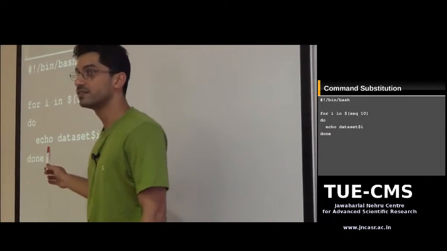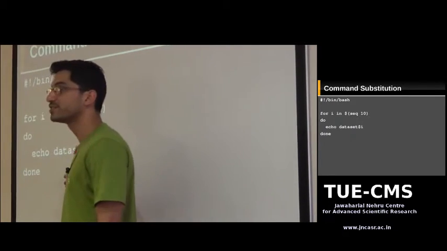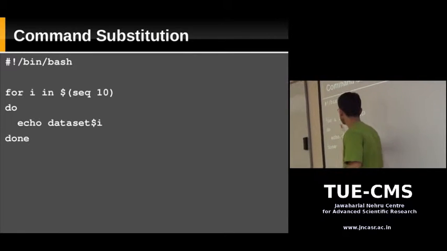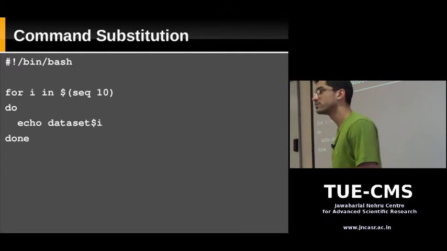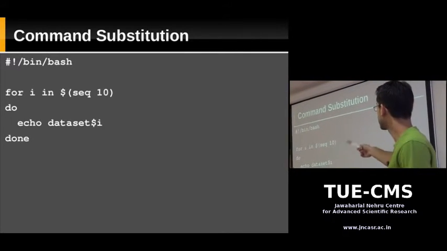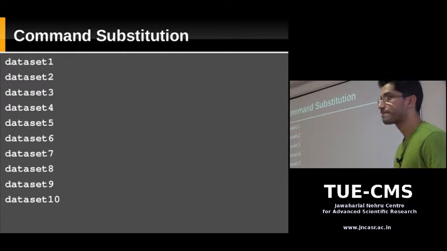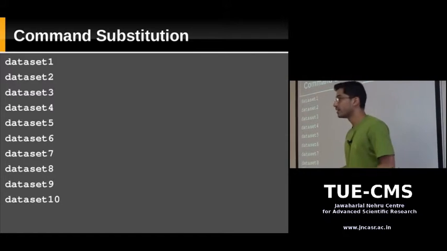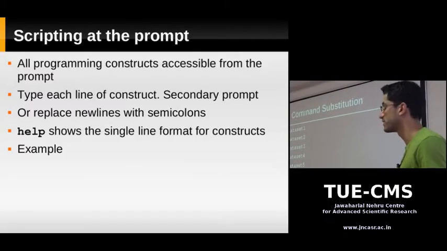Again, the shell sees a $i here, a variable, and what it does is it expands it to the value of i. So what's the value of i? In the first iteration, the value of i is 1. In the second iteration it is 2, right? And so it's going to print data set 1, data set 2. So in the end, you'll get output that looks like this. So this is command substitution. In the final big example which I show you, we'll be using command substitution to do something useful.